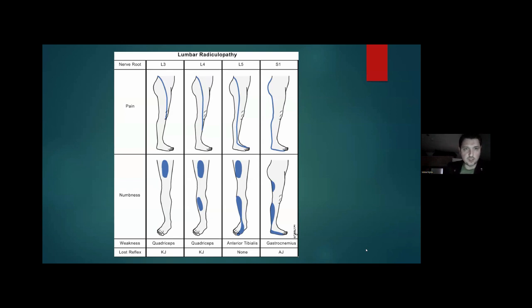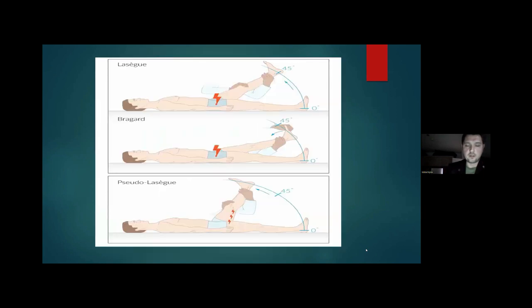And of course, they have a weakness: L3 in the quadriceps, L4 and L5 in the anterior tibialis, and S1 in the gastrocnemius. There are also certain reflexes which are lost at a certain level and for a certain radiculopathy. In many cases, if you have an isolated herniated disc, you also have a very specific radiculopathy, as demonstrated in this table.